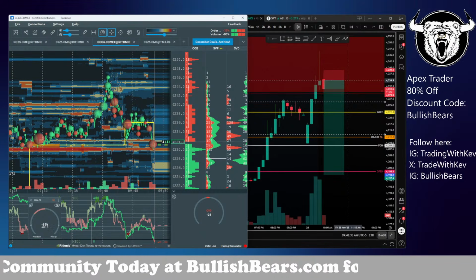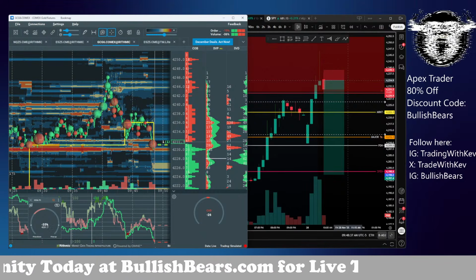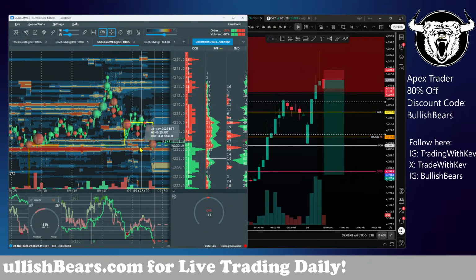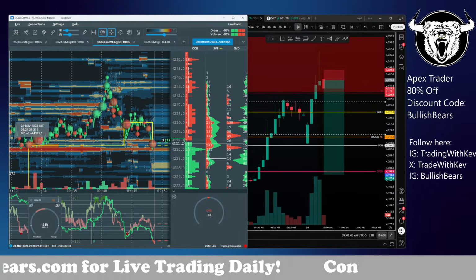Trying its best to hold it. We could even look to get out here to play it safe and then look to re-enter if we break the level. Right? Play it safe. We got in here, get out here. If we're range bound, then at least we got out at the lows.